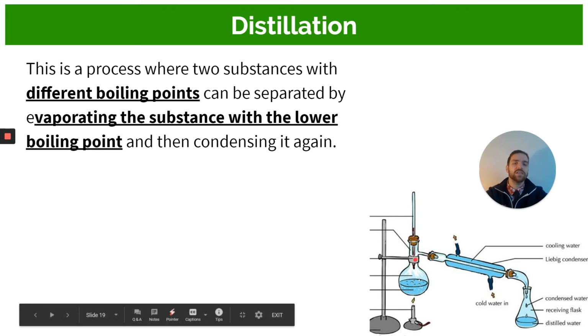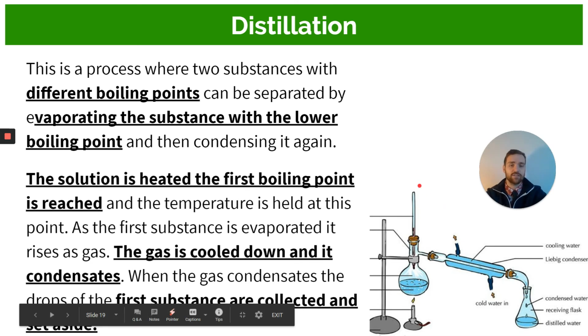And what's going to happen is the alcohol gas is going to travel through this pipe, which is cooled down by this water flowing around it. And as it cools down, it turns back into a liquid, or condenses, and drips down there. Okay, that's what distillation is.